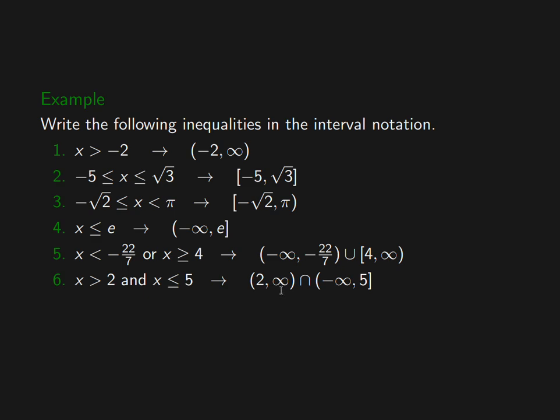For infinity and minus infinity, we always use a parenthesis, and we take the intersection of this set with the set from minus infinity to 5, and 5 satisfies this inequality because 5 is less than or equal to 5, so we use a right bracket. This is also equal to the interval from 2 to 5, which doesn't include 2 but includes 5.